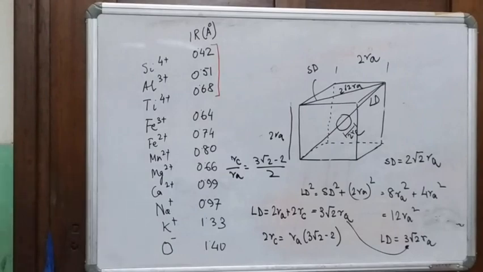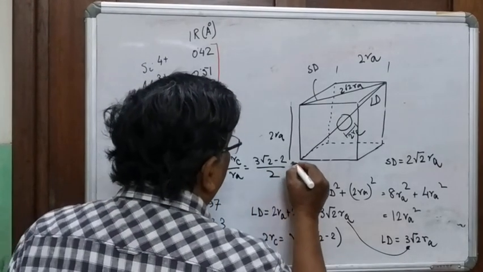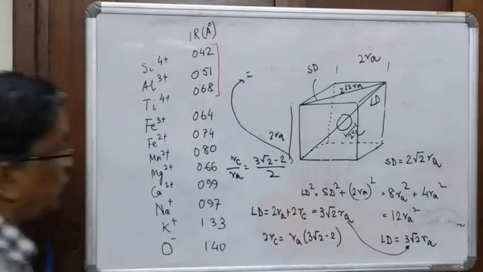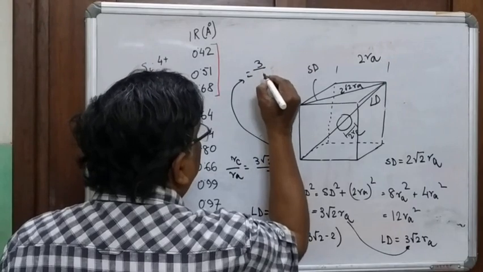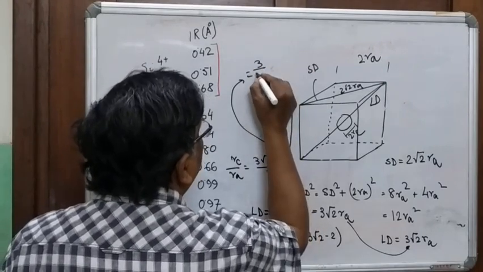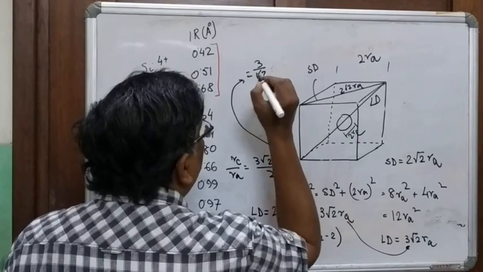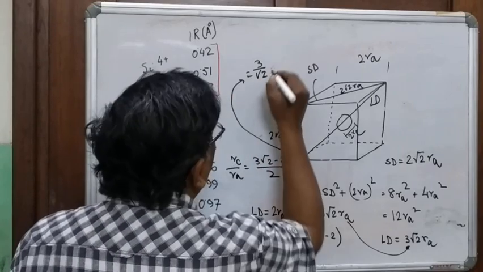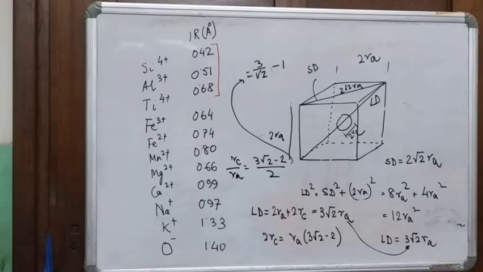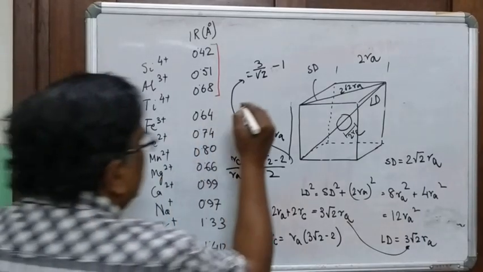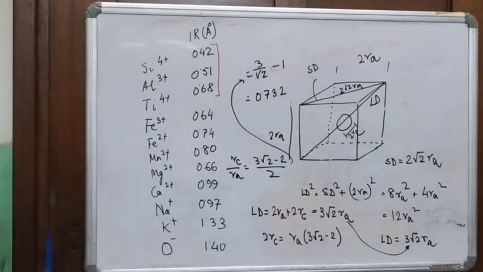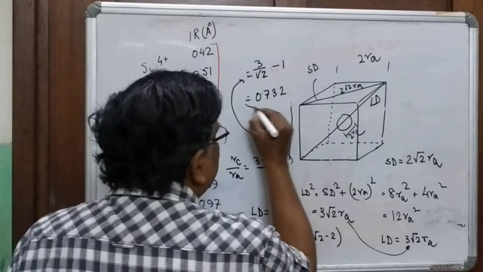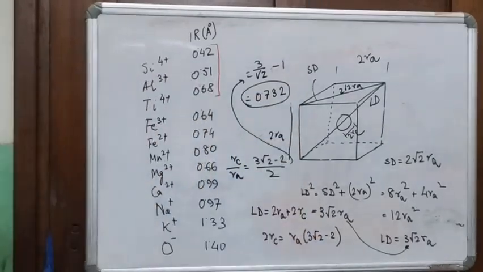Have you understood? So if I divide it by 2, then this should be 3 by root 2 minus 1. Where did I make a mistake? Anyway, you can check it out. This value will be 0.732. I think I made a mistake somewhere.